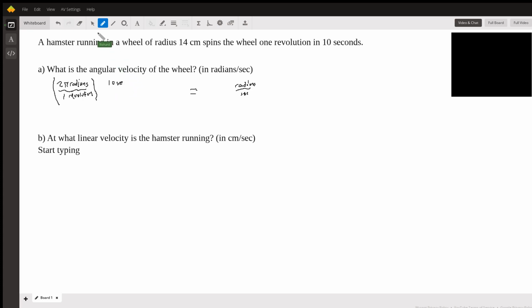Oops, I have it upside down. One revolution every 10 seconds. And there we go. And now you can see that these are going to cancel. The revolutions will go away and we're left with 2 pi over 10.